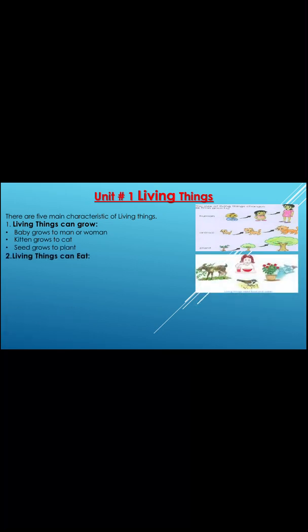So number 1, living things can grow. Baby grows to men or women. You can see in the picture. Kitten grows to cat. Seed grows to plant. So you can see how the living things can grow gradually.